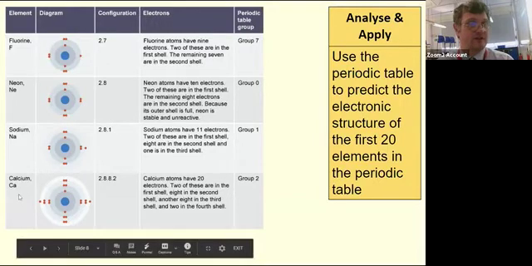Here's calcium, that's the biggest one you'll be asked to do at GCSE. 2 in the first shell, 8 in the second shell, 8 in the third shell, 2 in the outside shell, in that fourth shell.